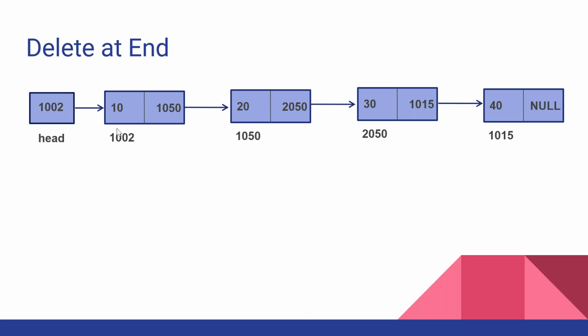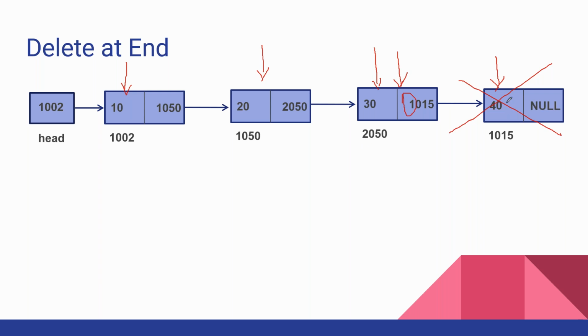Deleting at the end. End means you have to find the last node. That can be found with the help of null. For that, you have to start from the starting address, move to the next node, and the next node, and find the null part. So find the last node. That should be done only with the help of traversal. Traverse and find the last node. If you are trying to delete this, then this particular node which I'm pointing to now, with the value 30, will become your last node.